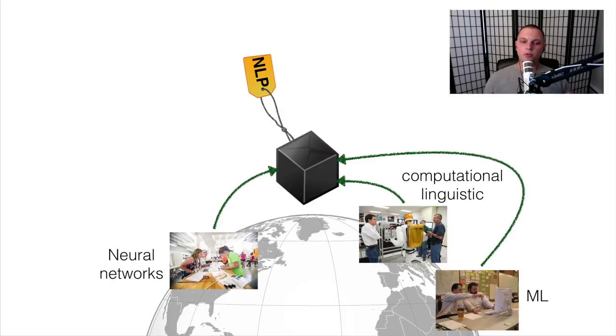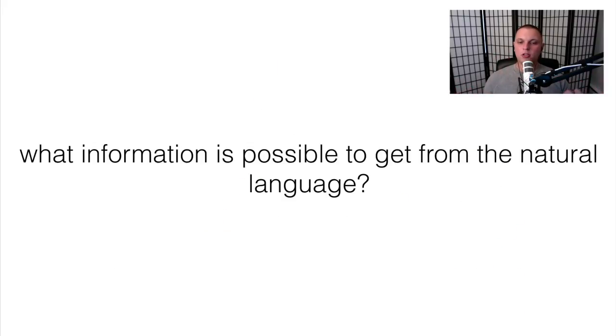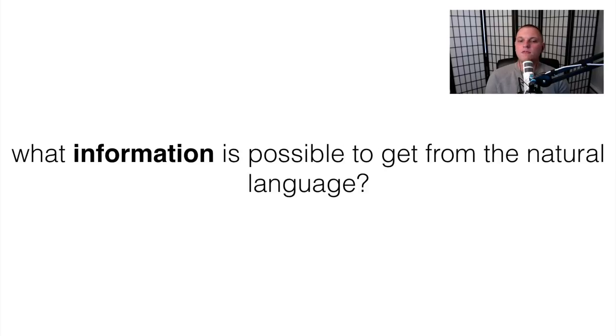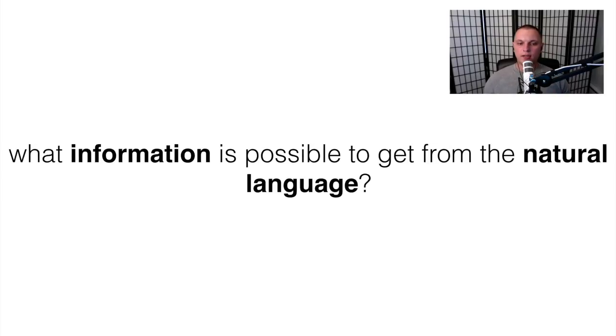So now I hope we know why the definition is so broad and not concrete, because we have some idea about the problem that NLP is trying to solve, but at the same time we have no idea whatsoever about the best way of solving it. Most scientists in the NLP field are trying to answer one simple but very wide question: what information is it possible to get from natural language? And even this question is actually kind of non-concrete. You need to define what is information, what is language, what is natural language.